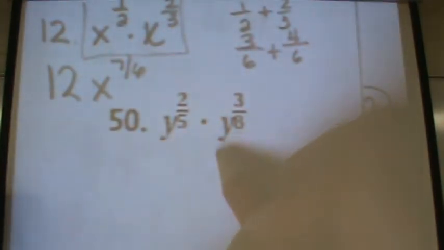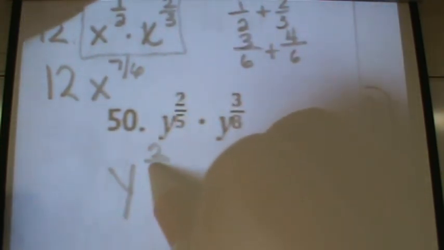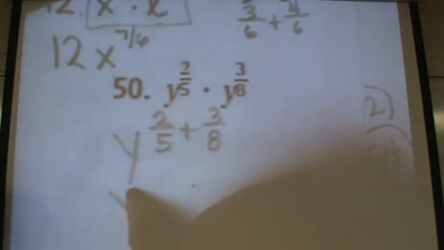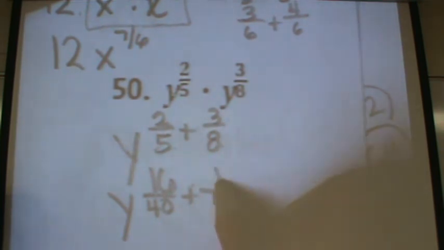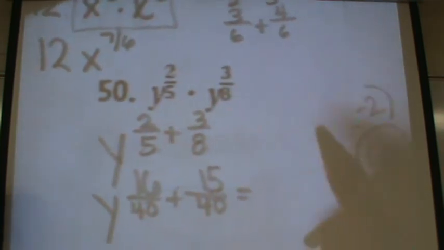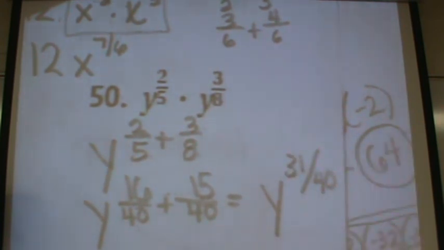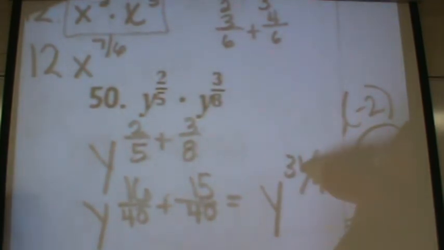And the last one, if bases are the same, what do you do with these 2 exponents? You add them. You have to add 2/5 plus 3/8. So what's your common denominator? It will be 40. So multiply this by 8 and that by 8. This by 5, this by 5. So your answer is y to the 31/40th power. So it's the 40th root of y to the 31st power.